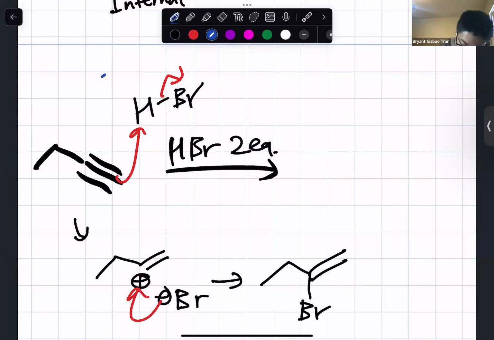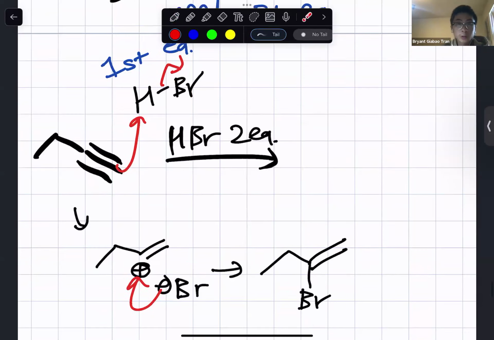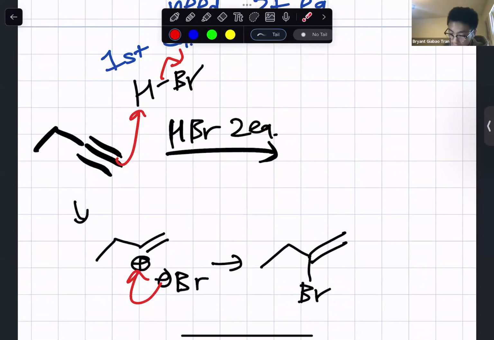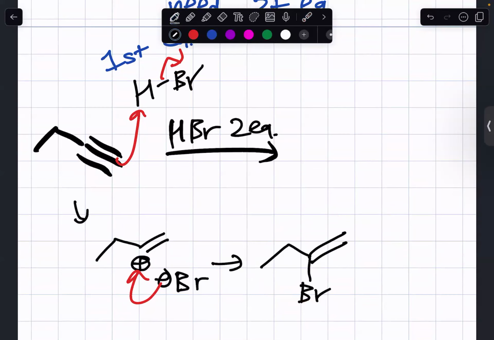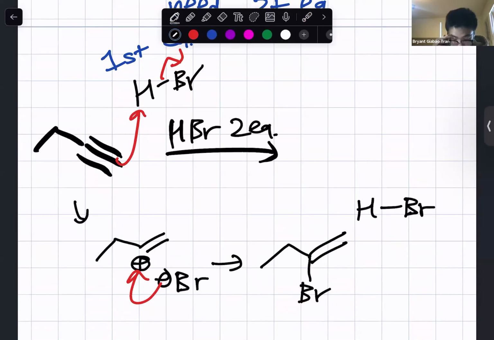This was our first equivalent. If he gives you only one equivalent in the reaction, you stop here. You stop there as your answer because we don't have any more HBr if you have only one equivalent. But if you have 2 equivalents, or I think you could just assume excess if you have HBr, the instruction is supposed to assume excess. You don't even have to see 2 equivalents or excess, you can just assume it's excess. The second one is going to do the exact same thing.